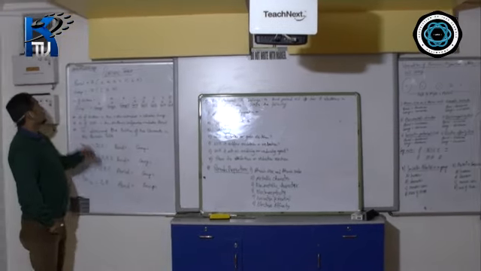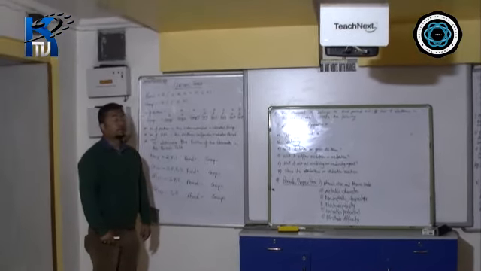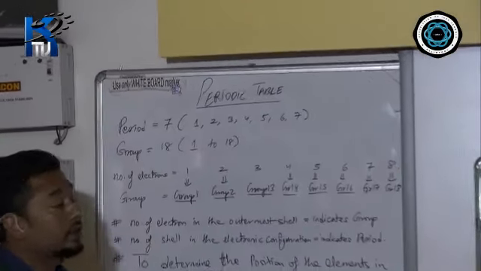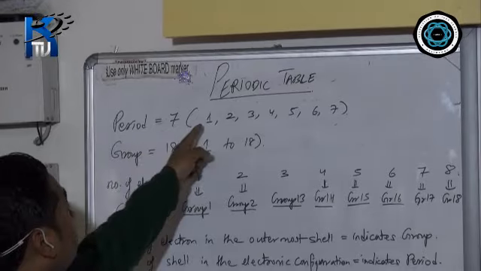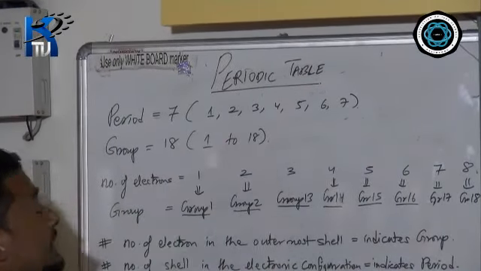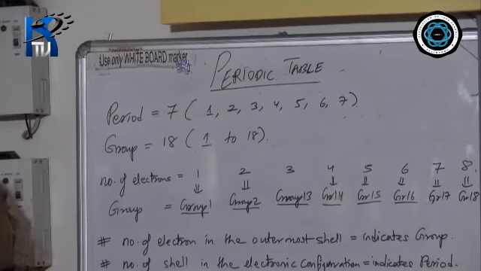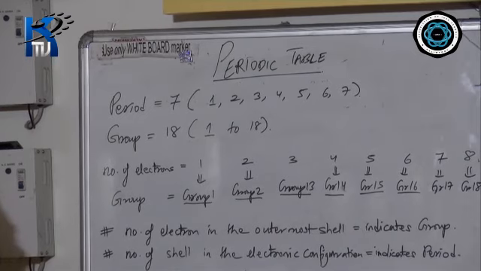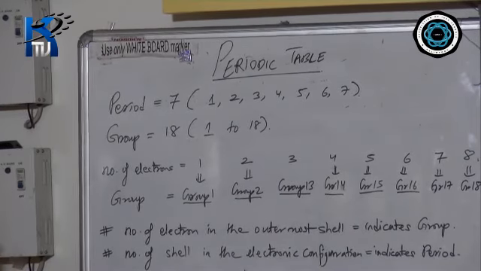In the chapter called periodic table, as you have learned in class 9 also, there are 7 periods and 18 groups. 7 periods from period 1 to period 7 and 18 groups from group 1 to group 18. Now, how to determine the group of the elements? We do so with the help of the outermost electron.